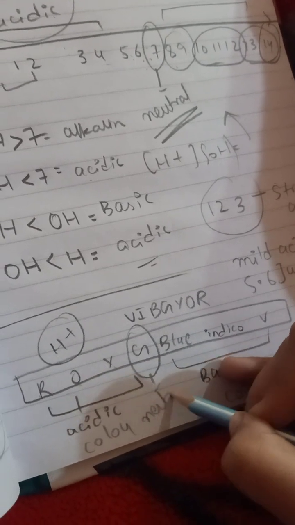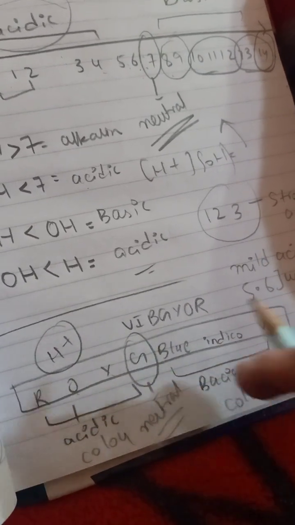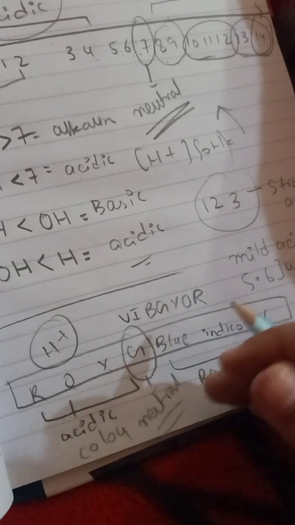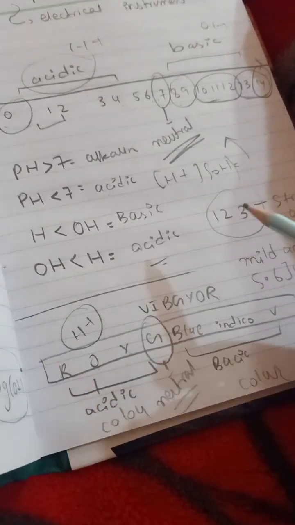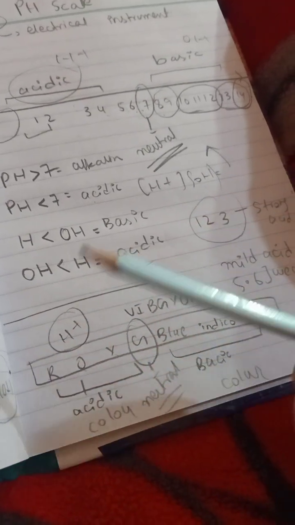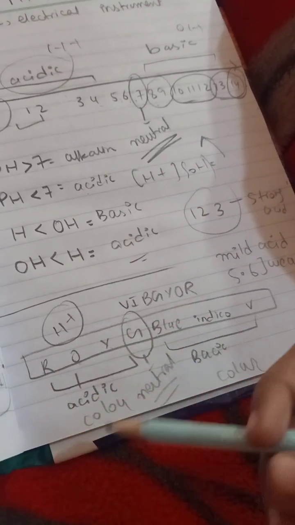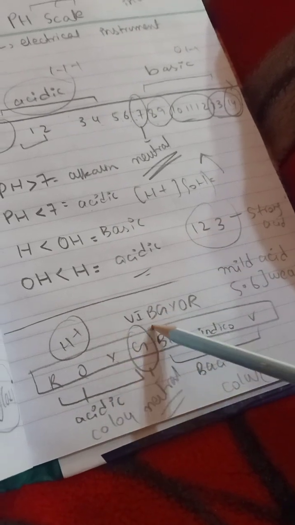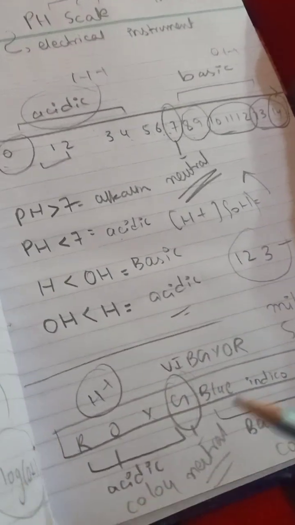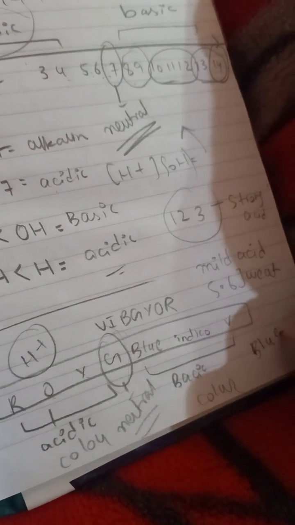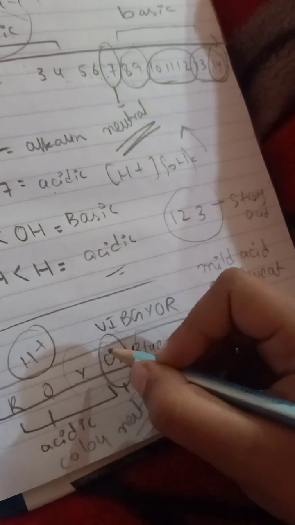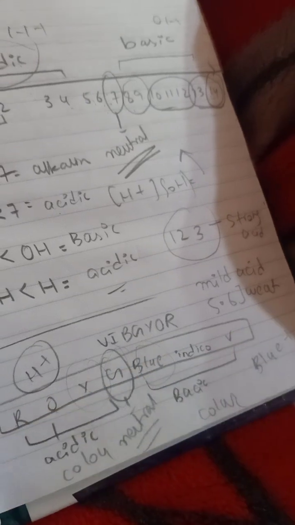If the solution is green, it means the solution is neutral, with no hydrogen ions and no OH ions. You can take the example of NaCl, which is a salt. It has no hydrogen ion and no OH ion, so NaCl is neutral, and its color will be green. For example, blue plus yellow makes green, which is neutral.